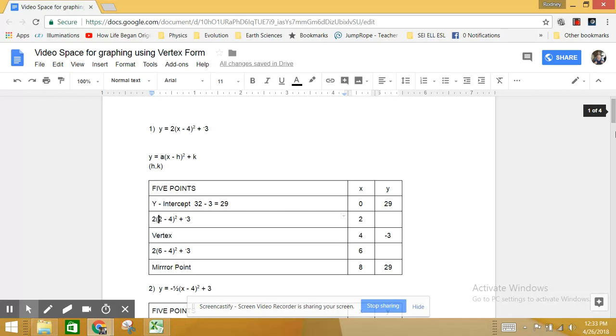So the first thing I'm going to do is 2 minus 4 because that's in parentheses. 2 minus 4 is negative 2. Then I'm going to square negative 2, since that's the next thing in the order of operations. And negative 2 squared is 4.